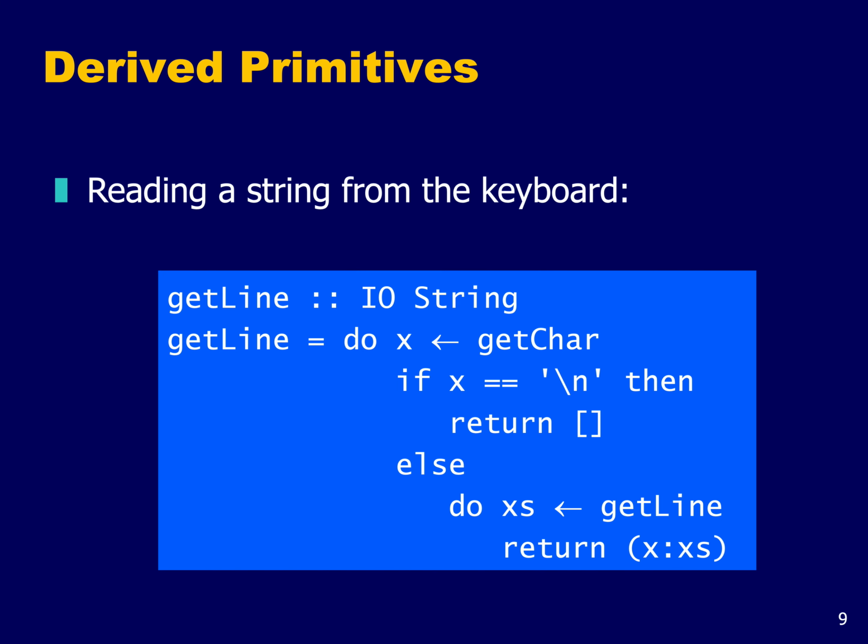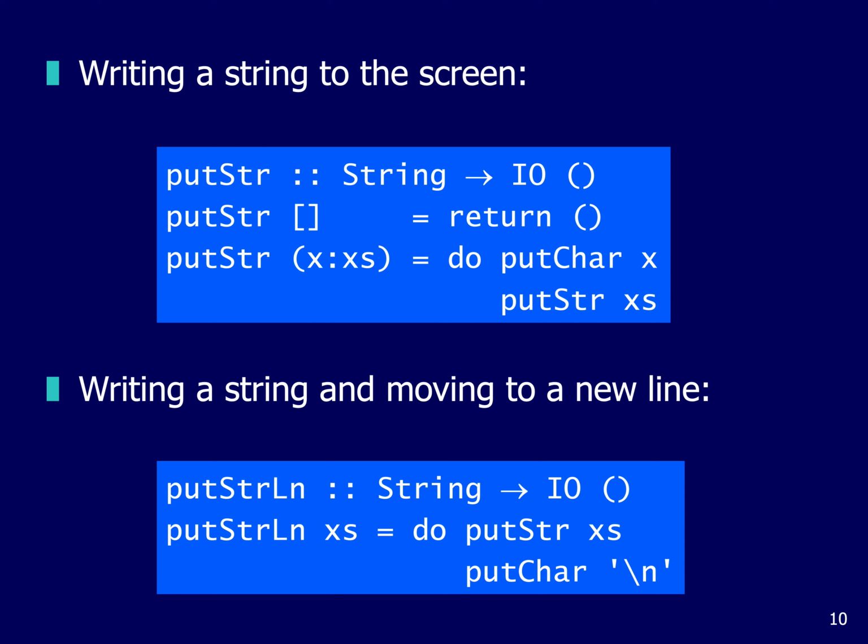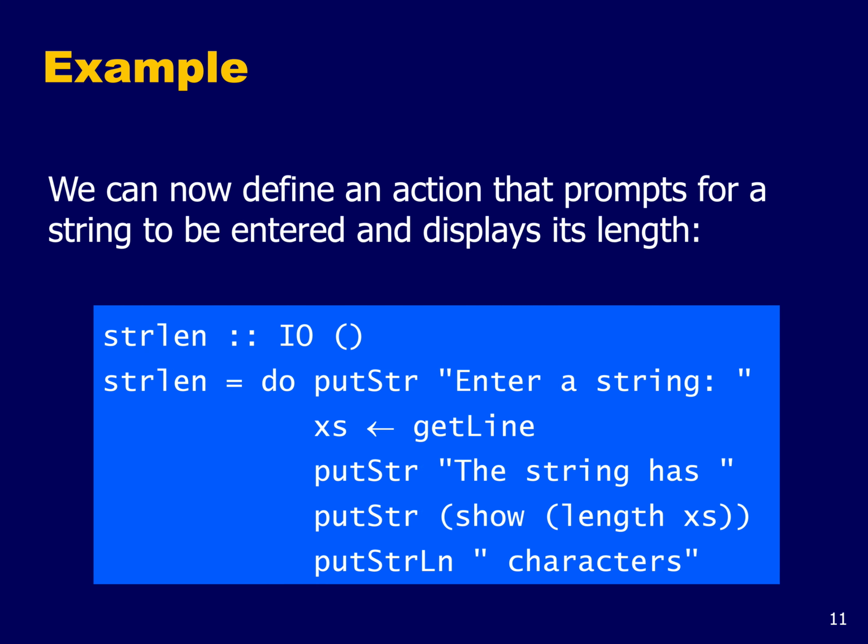Okay, so we have these three basic primitives. getLine is going to read a string from the keyboard, defined recursively. putStr does the same thing, also defined recursively, and then we have a way of moving on to a new line as well. So we can give a simple example of this now.